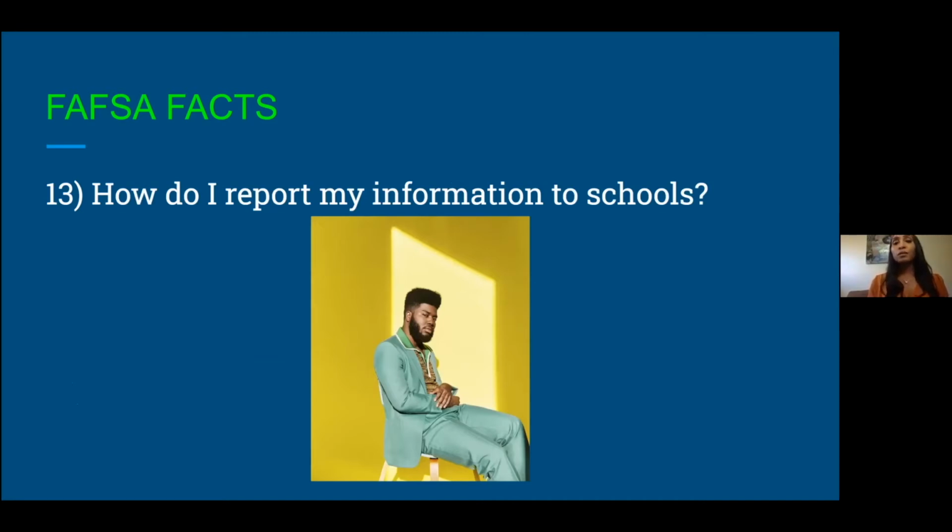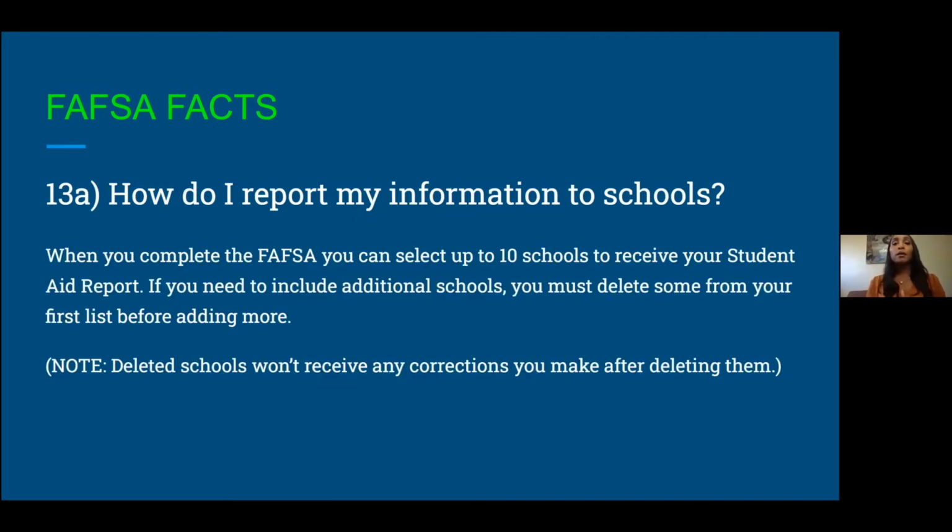How do I report this information to my school? We talked about this, right? This information is going to your college, and your college is going to be reviewing it to give you your aid. You can report up to 10 colleges on your FAFSA application as you are filling it out. So it's very important to really think about what colleges you want to attend.